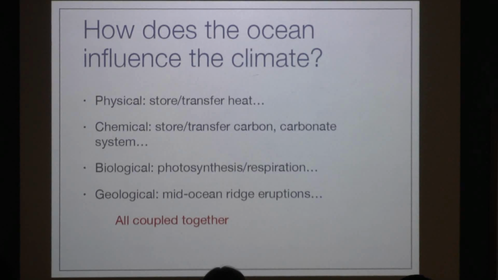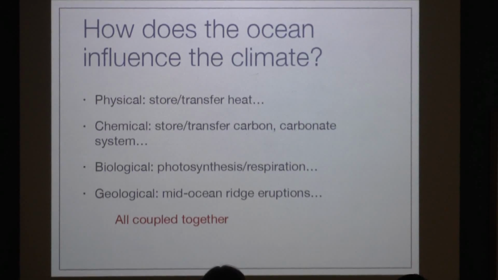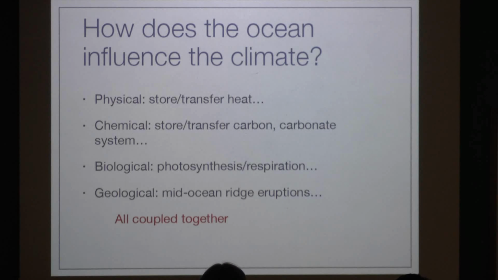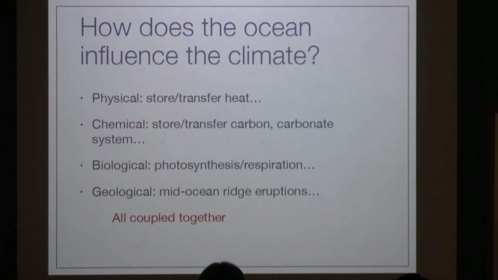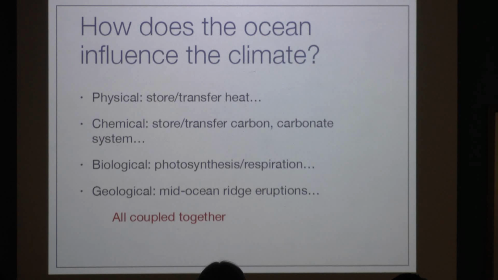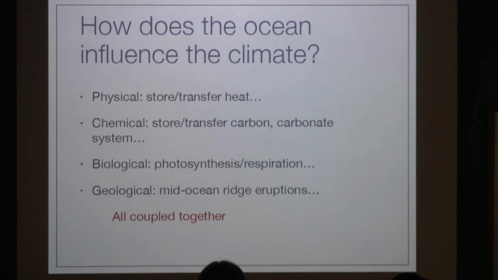Chemically, the ocean is also very important because the ocean is a major storage of carbon. And so it's very important for the carbon cycle, and we all know that carbon dioxide is a very important greenhouse gas and plays quite an important role in the change of climate. The seawater carbonate system is also very important for the marine carbon cycle as well as the global carbon cycle, and therefore important for climate change. We have experts in this college who know much better than I do about these topics.